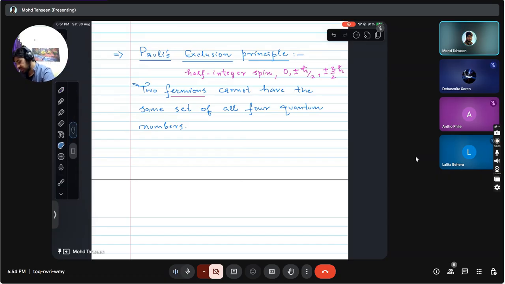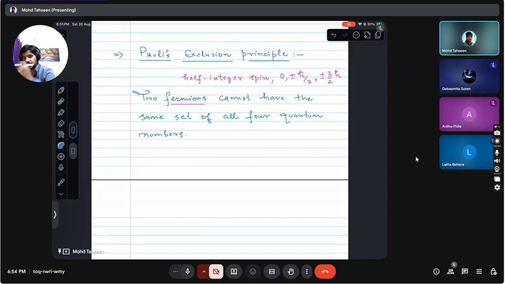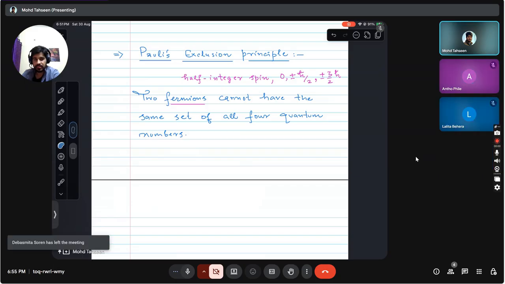Now, where does this affect, or how does this affect the Maxwell-Boltzmann distribution that we saw earlier? Can anyone answer that question? In the Maxwell-Boltzmann statistics that we derived in the earlier class, how does this concept of Pauli's exclusion principle affect that distribution? Any ideas?